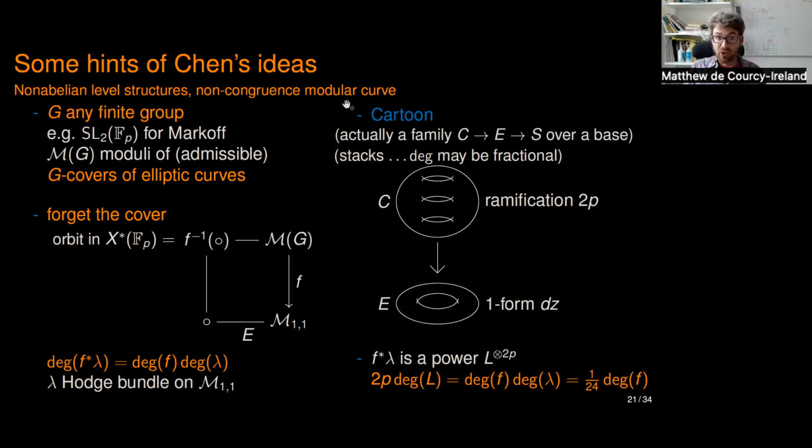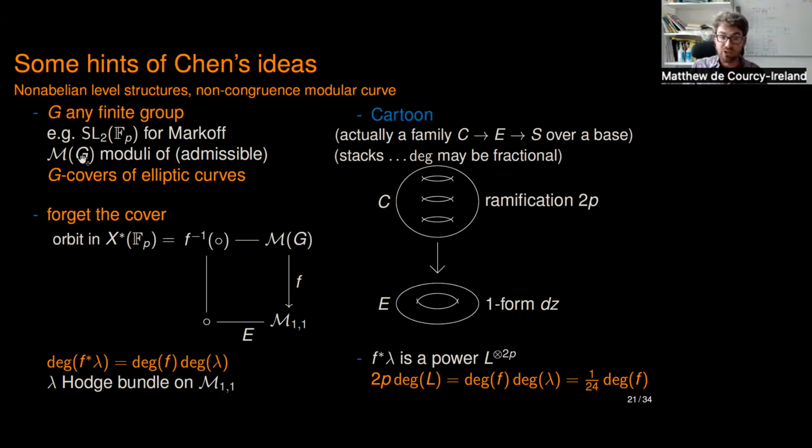The keywords to look for are non-abelian level structures or non-congruence modular curve. So in the usual level structures or modular curve, you would have like an elliptic curve covering itself with respect to some structure you've singled out. Chen studies something much more general, and it's much more general than Markov. It goes way beyond that. You can take G to be any finite group. For Markov, you take the group SL2 of a finite field, and then Fricke's identity is going to kick in. But Chen proves a congruence in much greater generality.